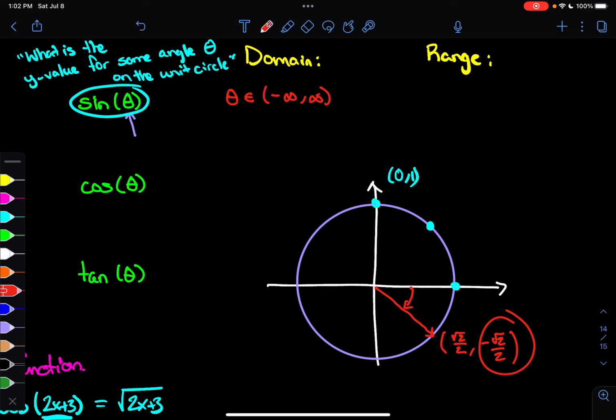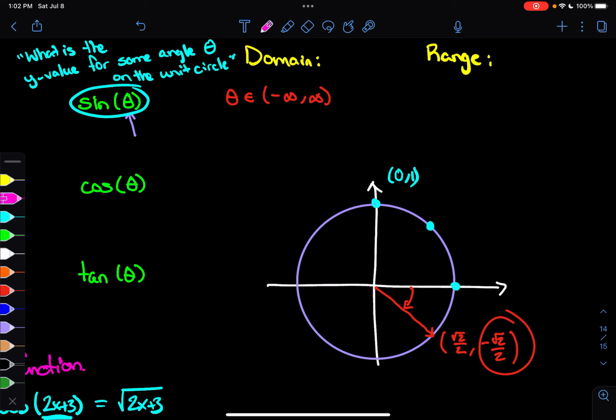Okay. Now the more interesting question is, what are the possible outputs of this function? What are the possible outputs of sine of theta? Okay, we know we can put in any angle that we want, but what are we going to get out? What's our largest y value that we're going to get out? What's our smallest y value that we're going to get out?